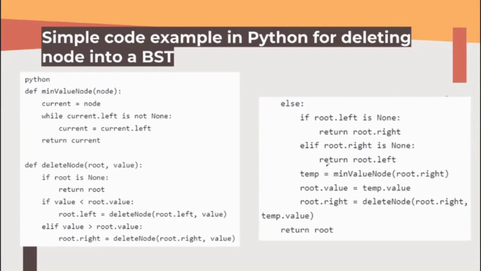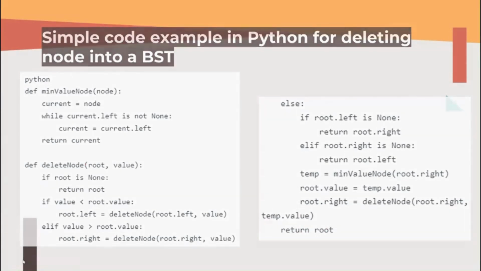Now we take temp as a variable. We store the minimum value node of the right subtree in temp. Then root.value is set equal to temp.value. That means we assign the value in temp to the root value. Then we delete the duplicate from the right side of the root, calling delete on root.right with that value. Later we return the root.